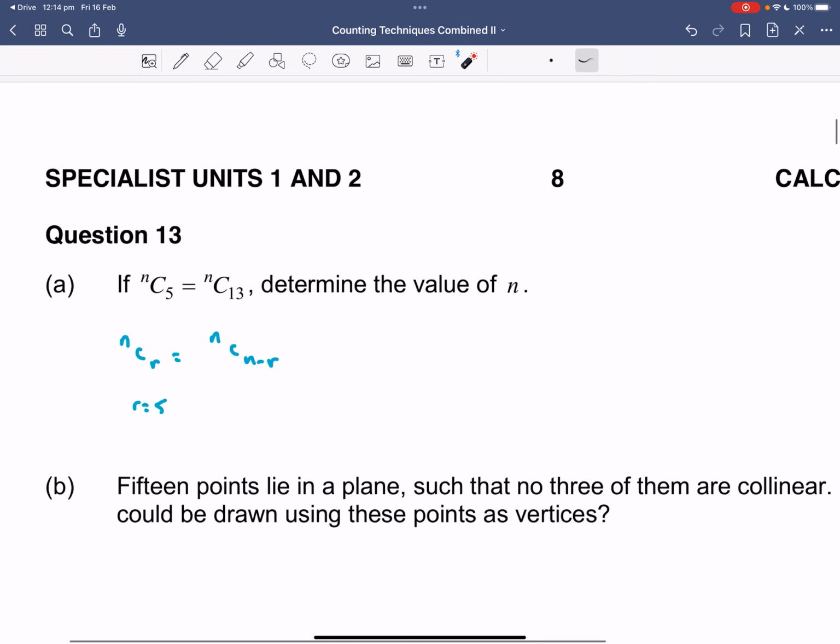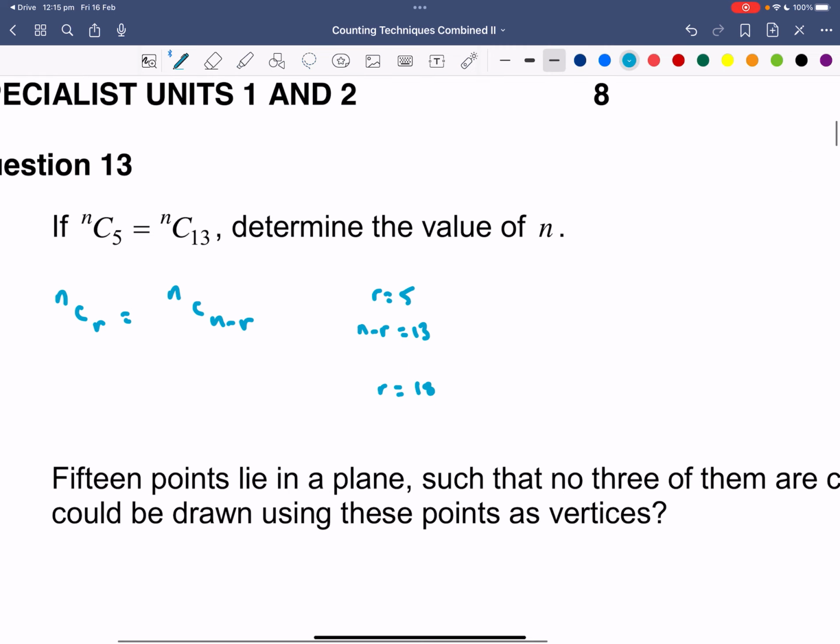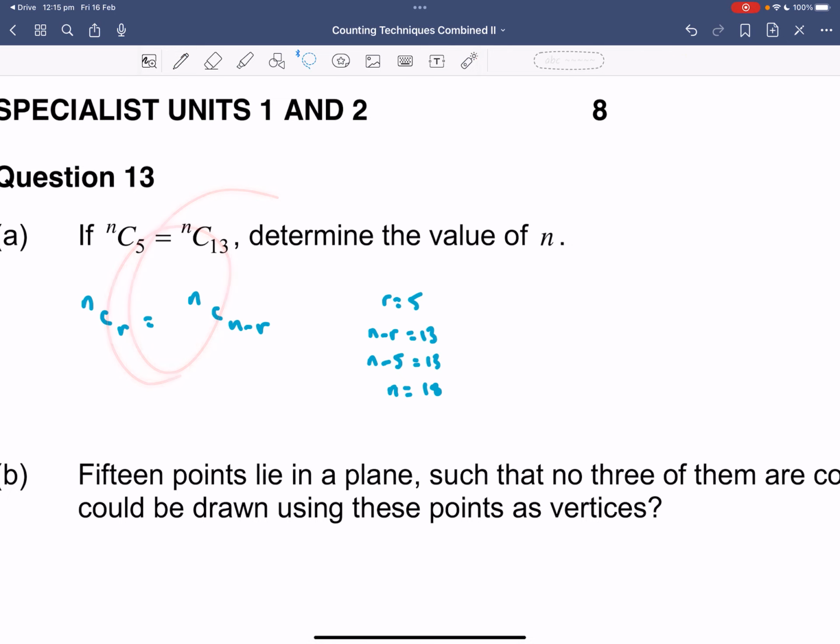You basically notice that therefore r is 5 and n take r is 13. And if n take r is 13 and r is 5, it just makes sense that n is equal to 18. Sorry, I can't subtract properly. So again, r is 5, n take r is 13. If you want me to show full working, it means that n take 5 is 13, and therefore n equals 18. So that's one way of doing it. Knowing that identity helped. Now, how else could you do it?